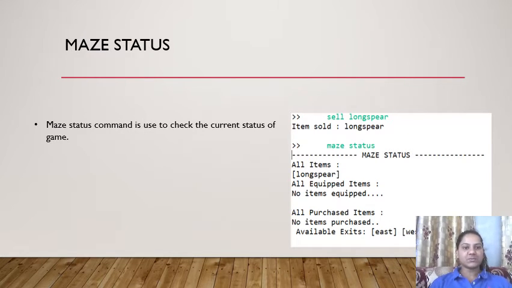Here is the most prominent command, which is maze status. The maze status command is used to check the status of the maze, actually where it is located at the moment. So as you can see, we use the maze status command to check whether the maze is located or not.